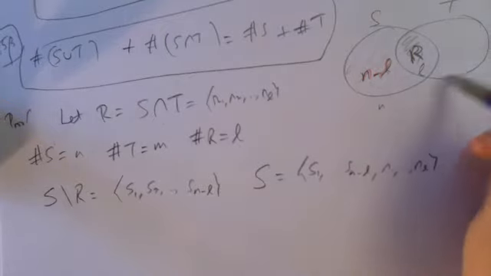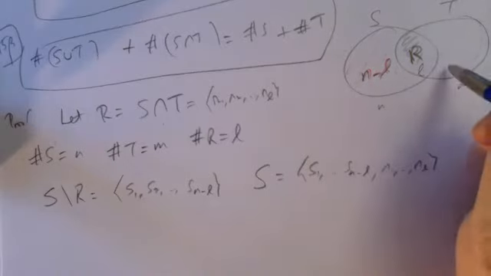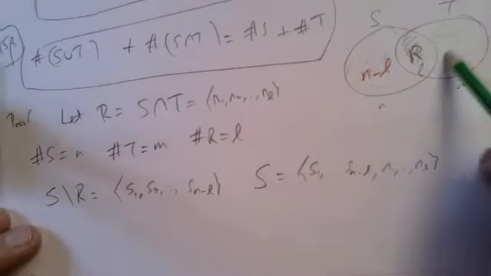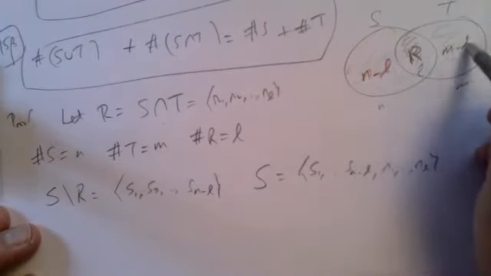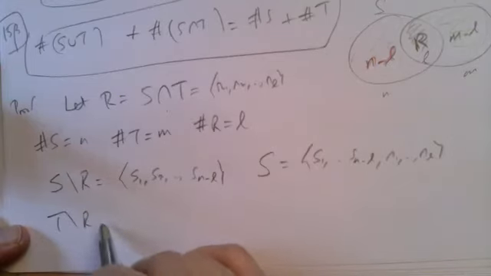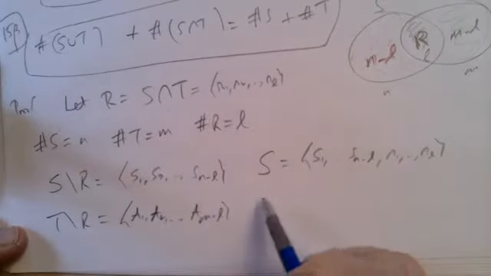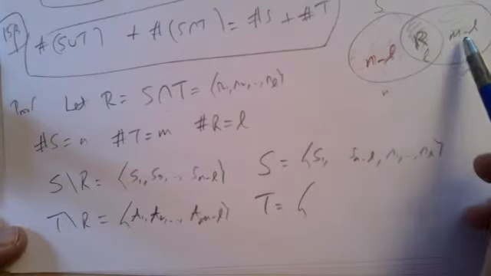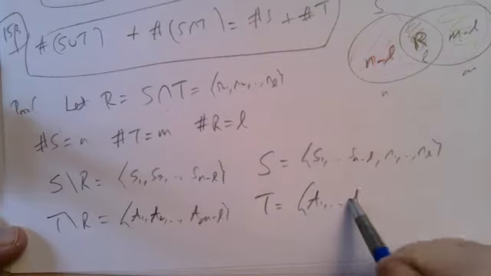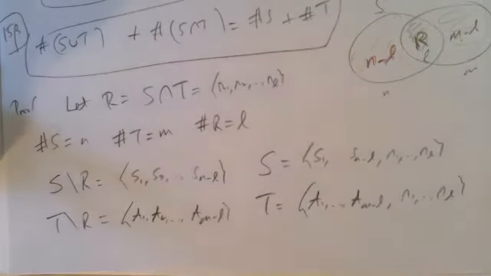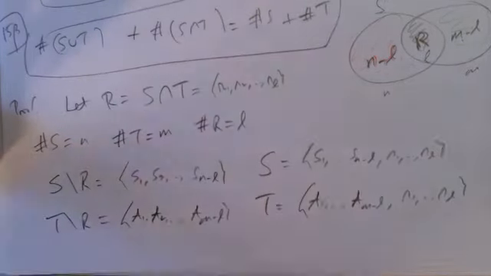And similarly, T has M elements. L of them are in the intersection. The elements which are not in the intersection, there are M minus L of them. So T with R removed consists of elements T1, T2 up to T sub M minus L. And so T is what? It's these elements plus these. T1 up to T sub M minus L, R1 up to R sub L. Right. Any questions about this? This is just beginning to learn how to think about sets.